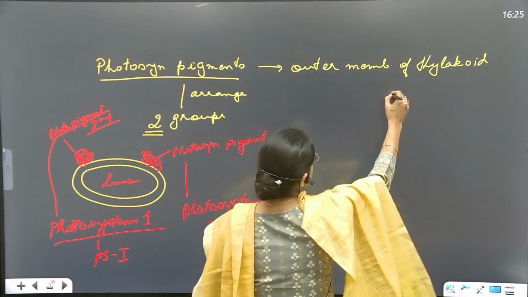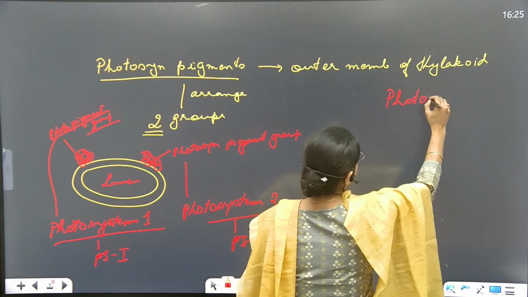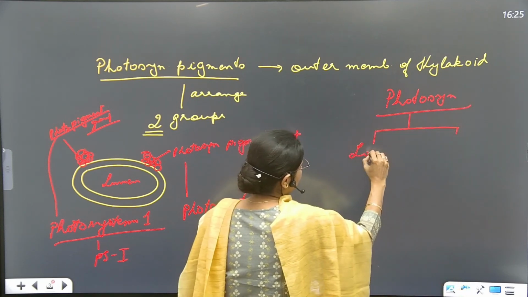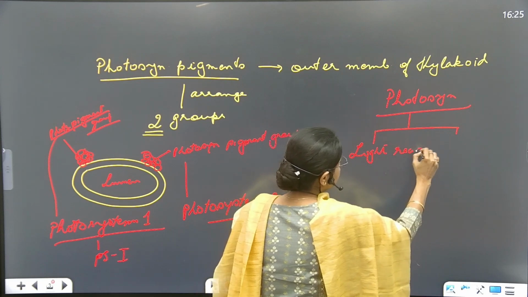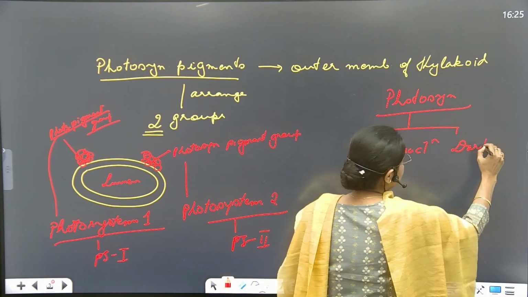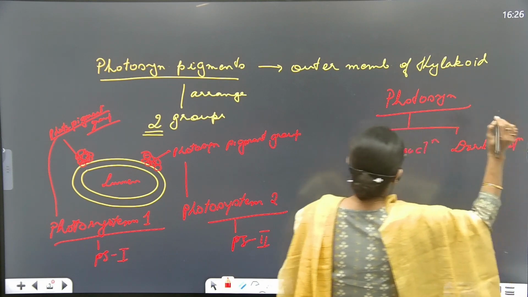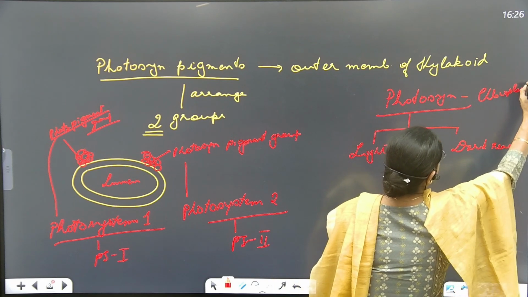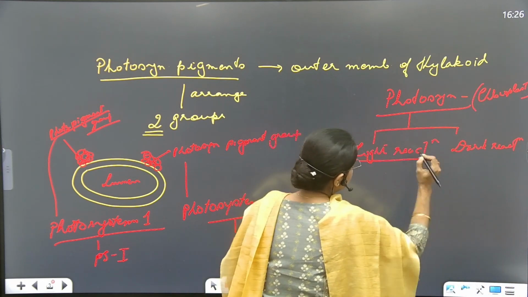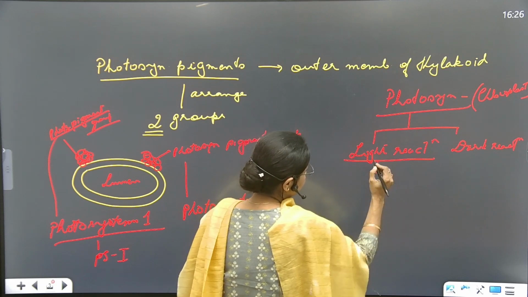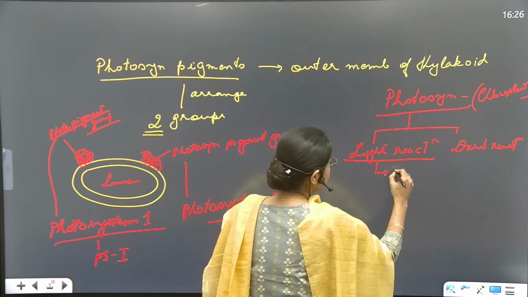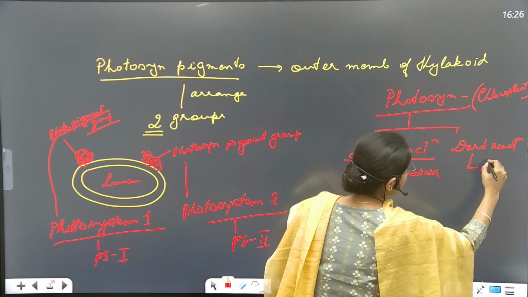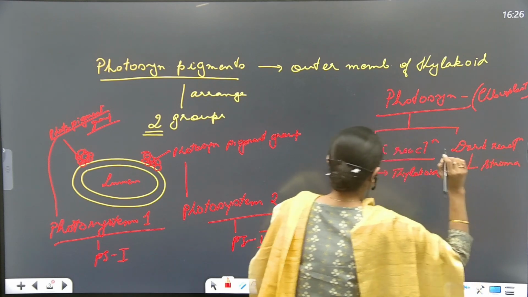Okay, so in photosynthesis we have 2 types of reaction. We have the light reaction and we have the dark reaction. Photosynthesis happens in the chloroplast. Where does the light reaction happen? First, in the thylakoid. Where does the dark reaction happen? In the stroma.